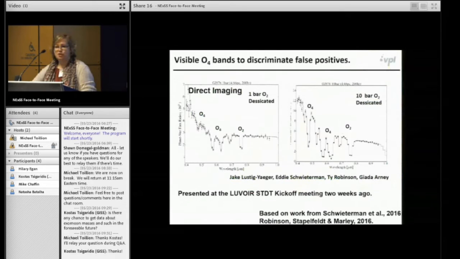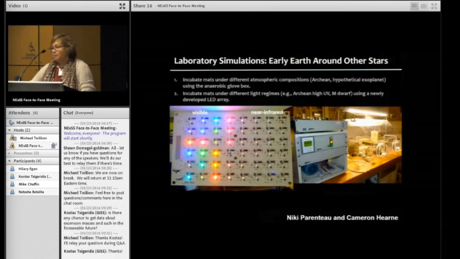We also did this for direct imaging, and we have simulators for coronagraphs that help us simulate things for W1st all the way through to LUVOIR class objects. We also do laboratory simulations, and this is Nikki Peronto's work, and she is here as well, so you can talk to her. I think this is super cool.